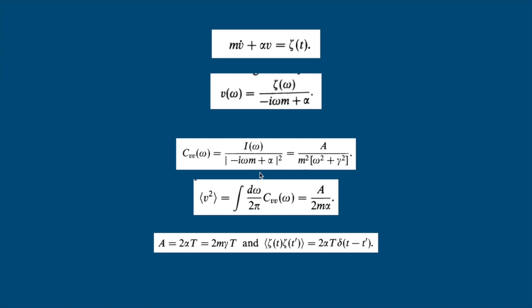So now using this equation, we can calculate the instantaneous mean square velocity in terms of A, and hence determine the value of A needed to ensure thermal equilibrium. So we do this, and we get this result. In thermal equilibrium, we know that this V square is equal to T by M, and so we can conclude that this A is equal to 2 alpha T, which is in turn equal to 2 m gamma T, and the correlation of this zeta function will be 2 alpha T into delta of t minus t dash. We're just substituting the value of A here. So the amplitude of white noise fluctuation is fixed by the requirements of thermal equilibrium.